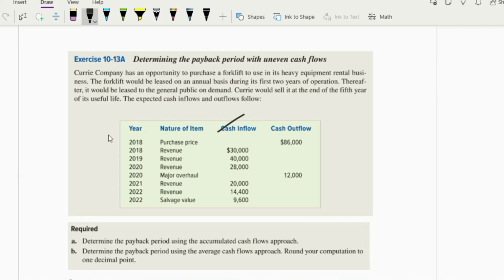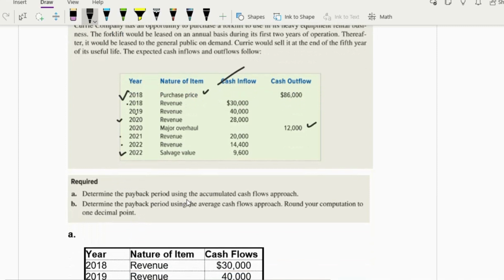In 2018, first year, they will purchase it, then 2018 revenue is there, 2019, then 2020 there is a revenue but they have to do some maintenance, 2021 revenue, 2022 revenue, and 2022 salvage value is also there. Determine the payback period. Now these are uneven amounts, so we have two different methods to calculate the payback period if we have uneven amounts.